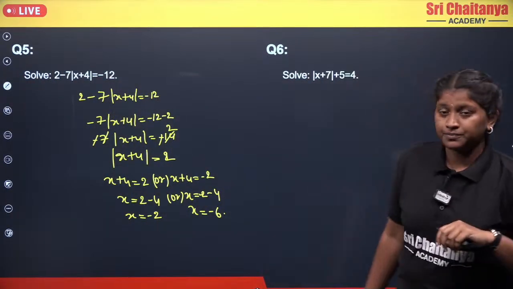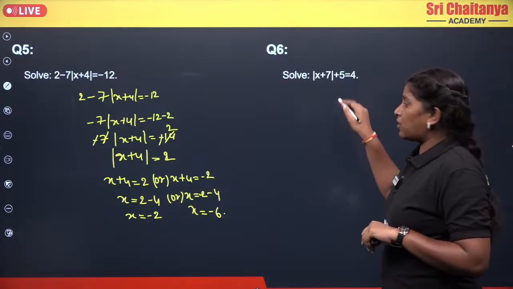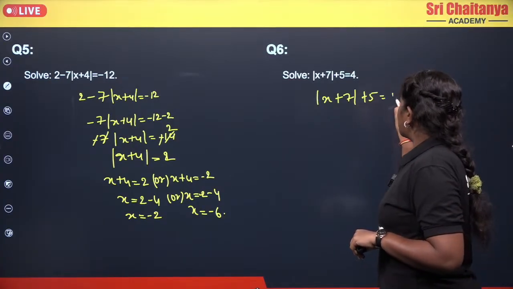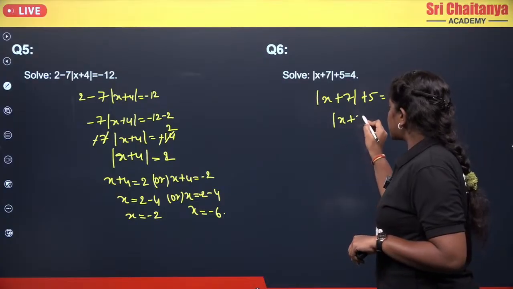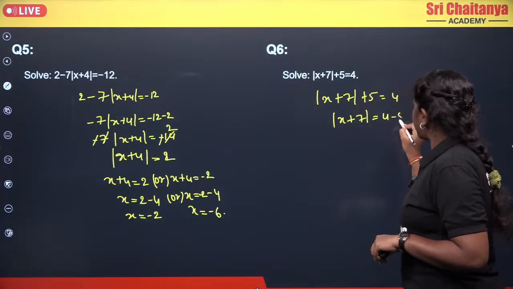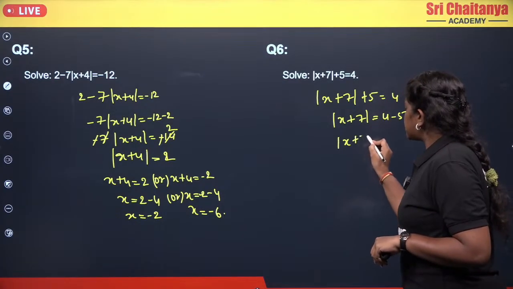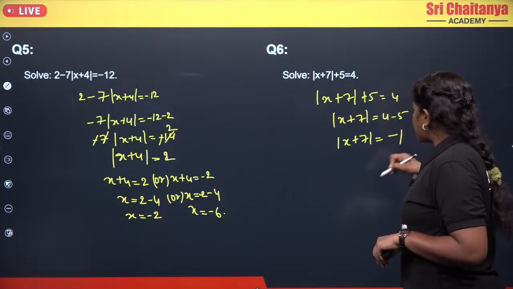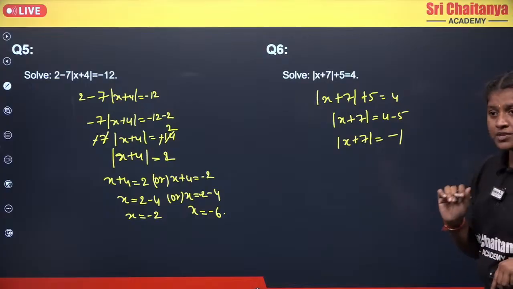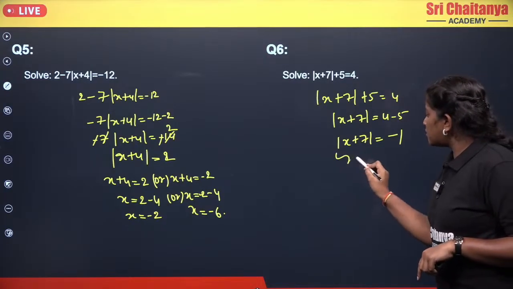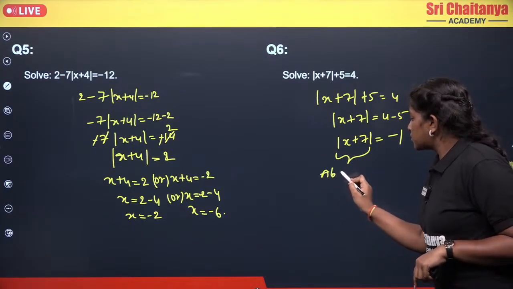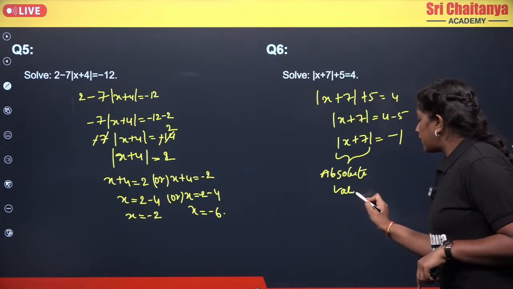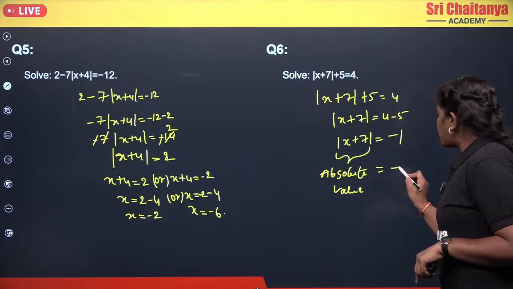Moving to the next one, we have: solve modulus of x plus 7, plus 5 equals 4. So modulus of x plus 7 equals 4 minus 5, which is nothing but minus 1. Now if you observe clearly, the absolute value we got is negative.